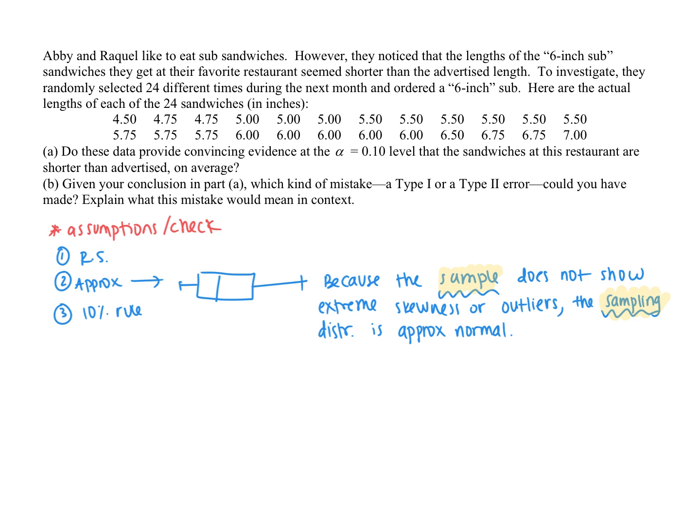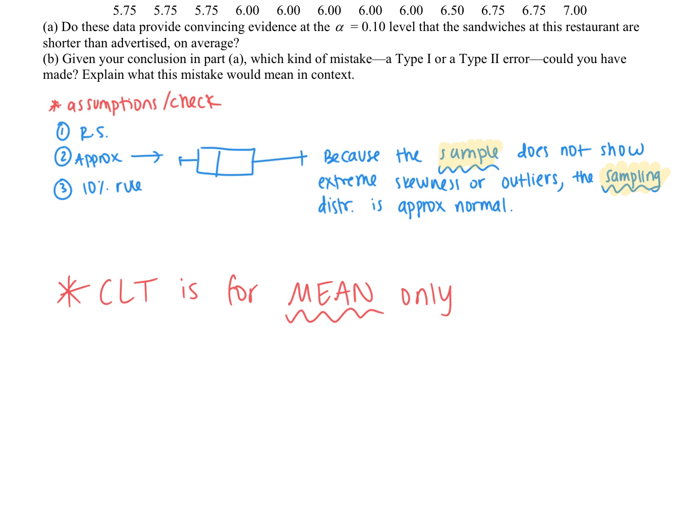One more thing I want to write down. Last thing, and then I promise you we're moving on. The central limit theorem is for mean only. To check normality for proportion, what would you have to do? n times p, and n times 1 minus p.